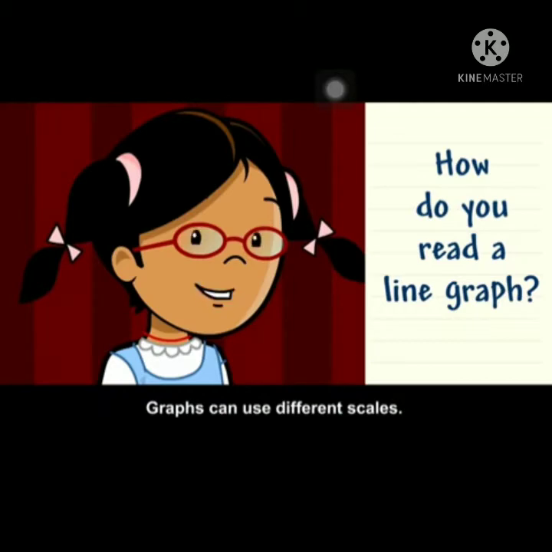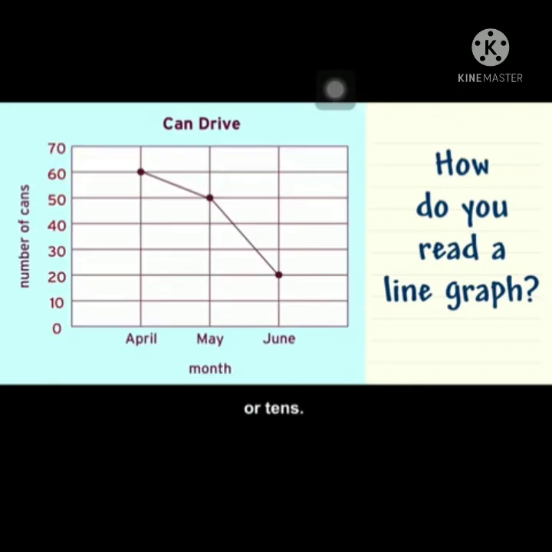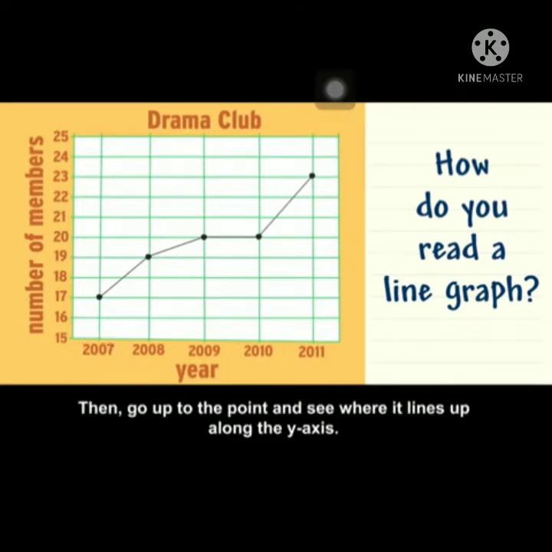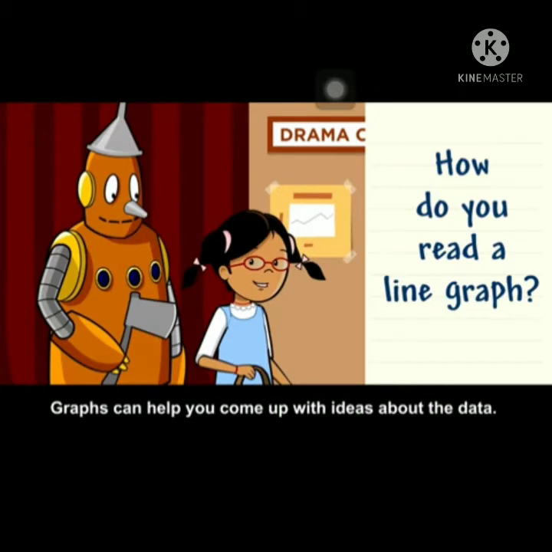Graphs can use different scales. The numbers might go up by 5s or 10s, so it's important to look carefully. How many members did the club have in 2007? Look for the year on the x-axis. Then go up to the point and see where it lines up along the y-axis. There were 17 members. How many members were there in 2009? There were 20 members.